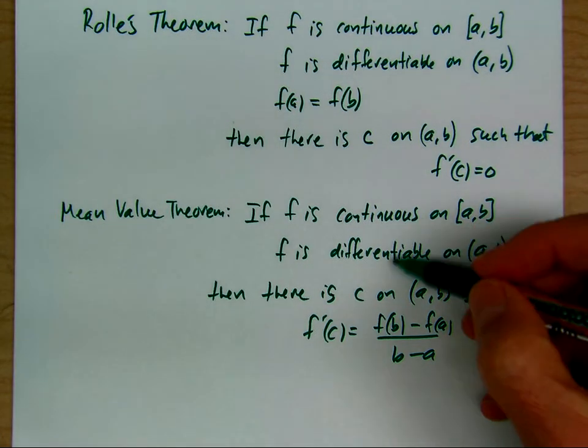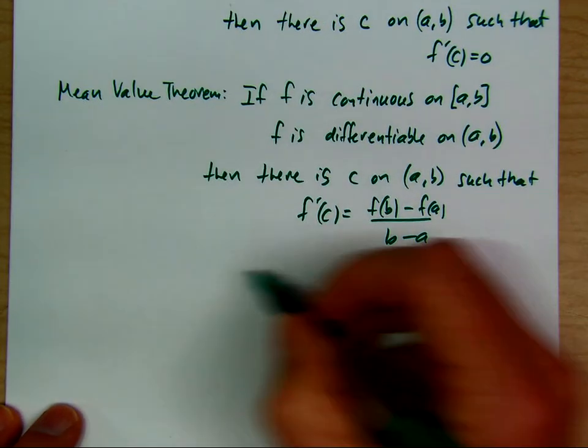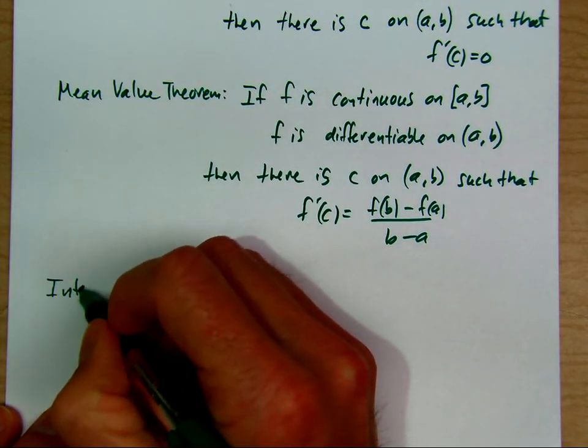Here we only have two conditions. And now we're going to go down for the intermediate value theorem. We only have one condition.